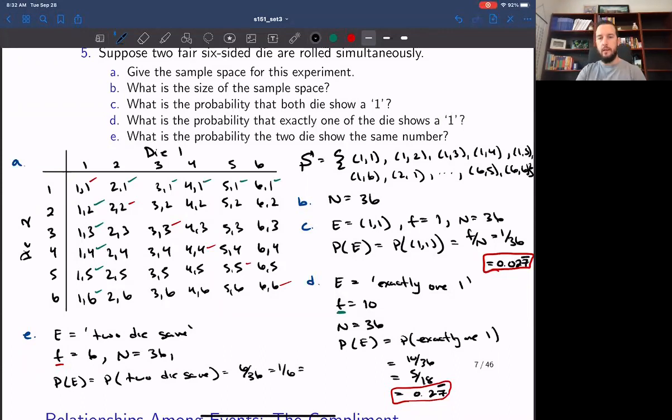What is a sixth again? Never compute in public. I don't think I would have got that anyways. 0.16 repeating.